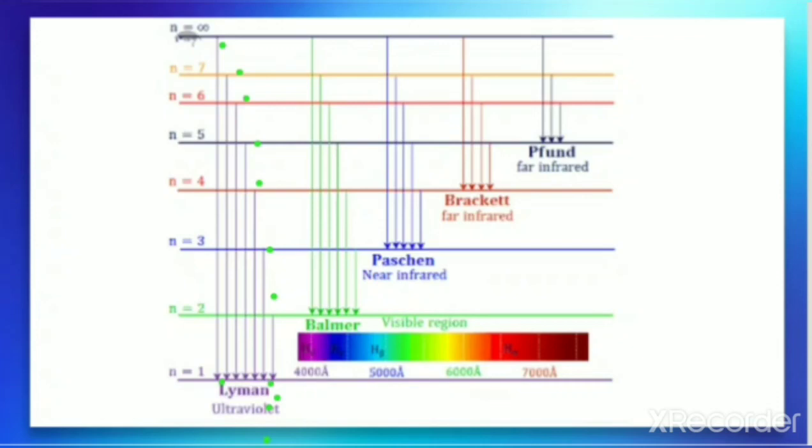In the Balmer series, you can also see the transitions, and the Balmer series comes in the visible region. Therefore, we find that these show colored lines. Paschen is in the infrared region, Brackett in the infrared region, and Pfund in the far infrared region. So this is all we have observed in the case of the line spectrum of the hydrogen atom.